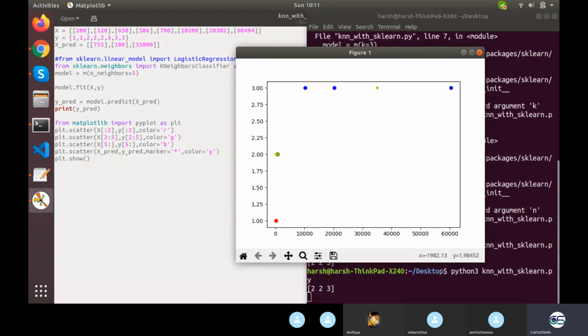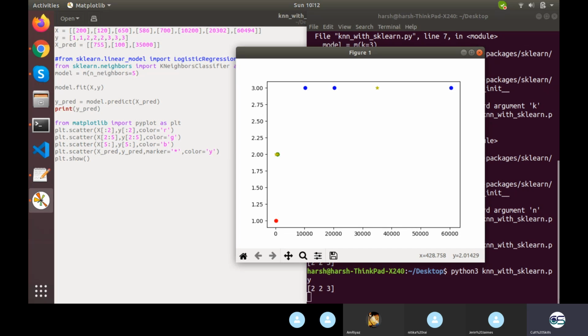So this is what my points look like. Class 1, class 2 and class 3. Class 1 is 0. The class 2 are having numbers which are 650, 586 and 700, almost closer. And then class 3 is 10,000, 20,000, 60,000, approximately like these values. And what I have checked for is 35,000, that is precisely class 3. Another thing I have checked for 100, which is class 2 it is saying, but it is not class 2.